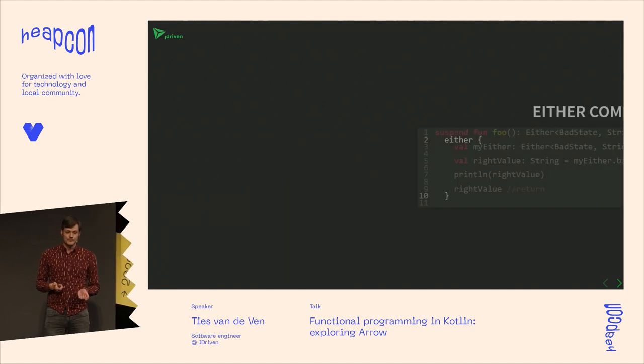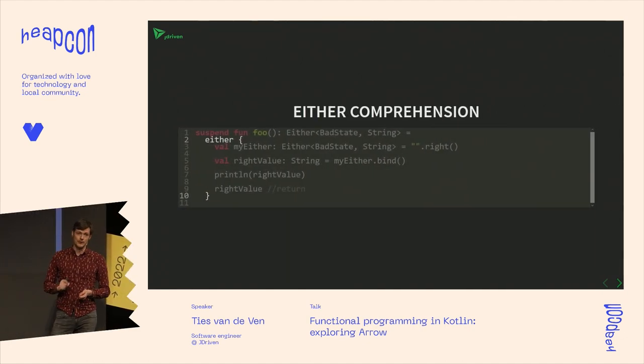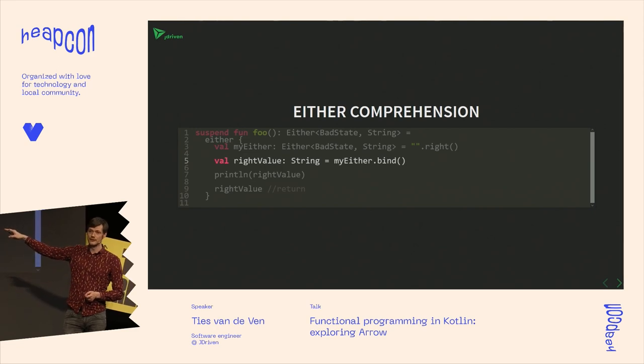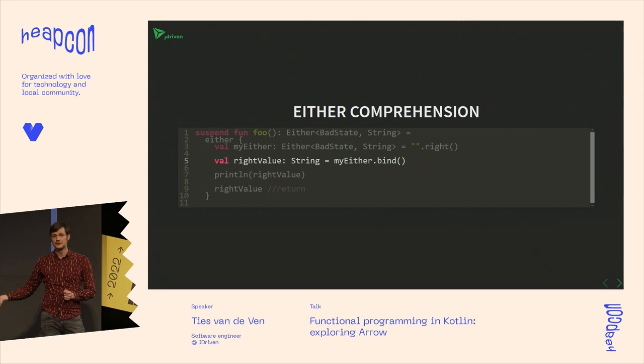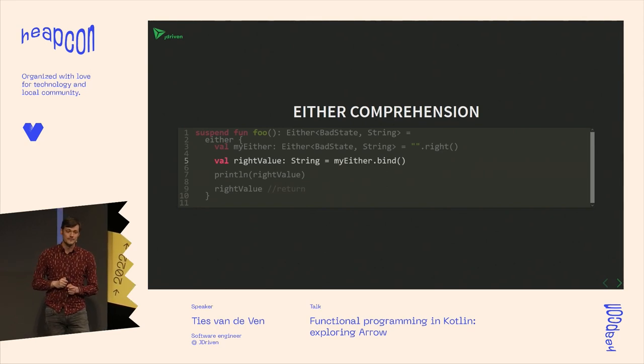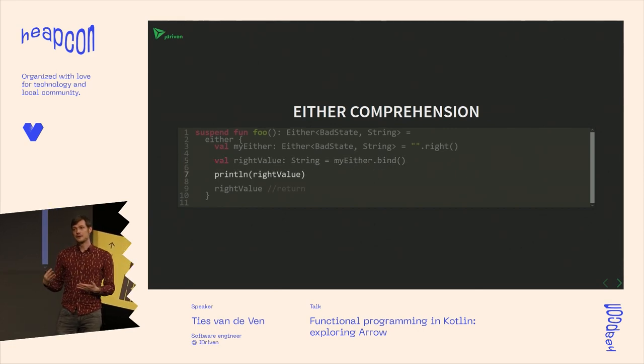Because all we have to do is put this either block around our code. And within that either block, if we have an Either, we can now call .bind on it, which basically says, if it's an instance of Left, just instantly return from this function with that Left value. Otherwise, get the value out of the Right side and put it into this variable right here. So if we arrive at this line of code, we are sure we're still on the happy path. And in the end, we need to return it.